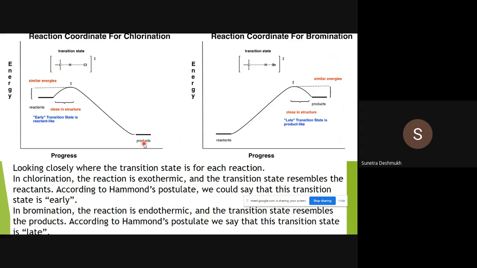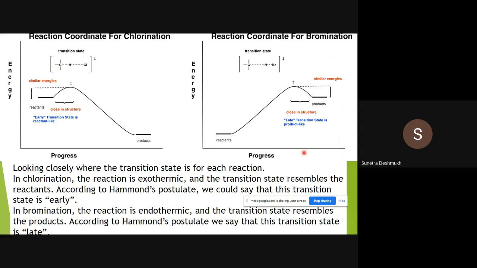And here, if you see the energy profile diagram for the bromination reaction, the reactant lies on the left-hand side and the transition state lies on the side of the product. So the difference in energies between the transition state and the product is very small in the case of bromination.